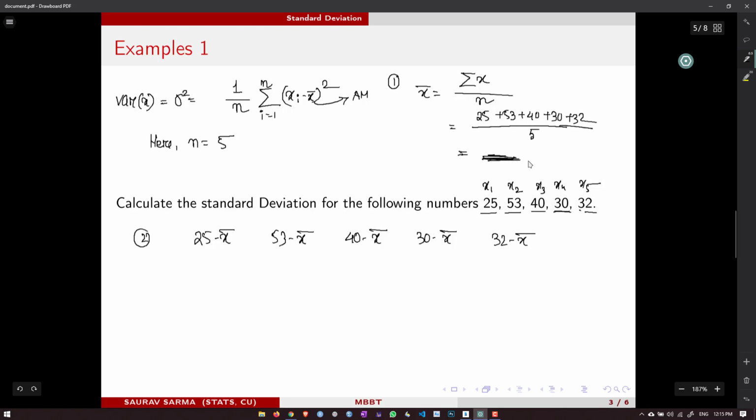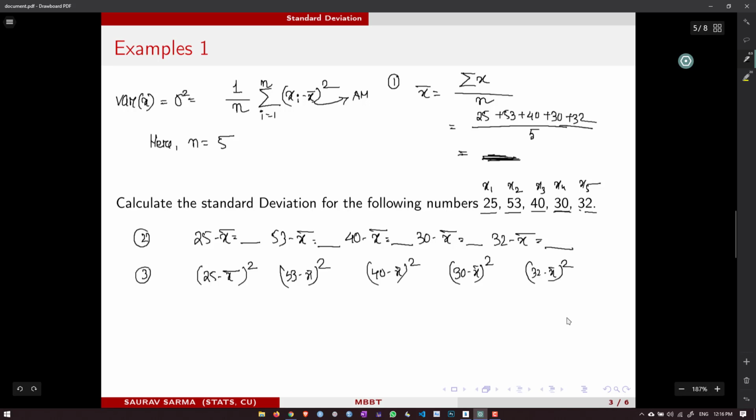You found the arithmetic mean. This is the second step. The third step is to take the square of these values. Whatever value you got here, there will be some negatives, some positives, so all of them have to be squared. 25 minus x bar whole square, then 53 minus x bar, this is squared. 40 minus x bar, this value is squared. 30 minus x bar, this value is squared, and 32 minus x bar, this value will be squared.